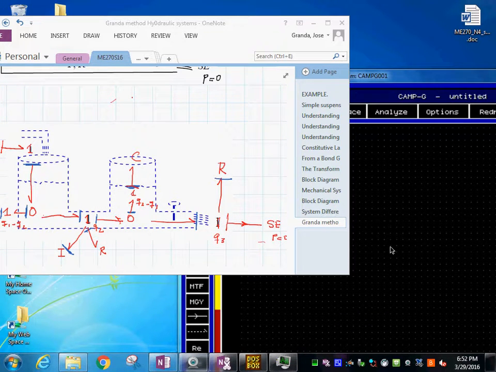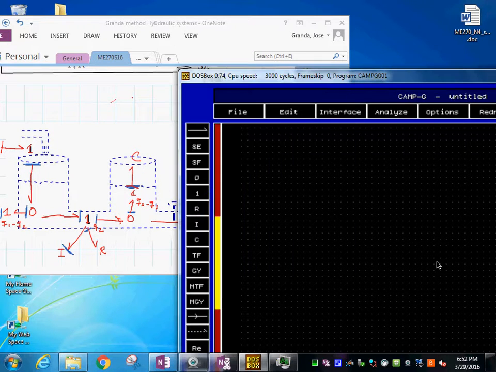Okay, we are back. We had the mouse back in here, and now we have the CamG software, and we have the system on that side. So I am going to begin building the system as I have it on the left hand side. You see I have the SF element in there, and I have this 1 right here. So it goes from here to here.